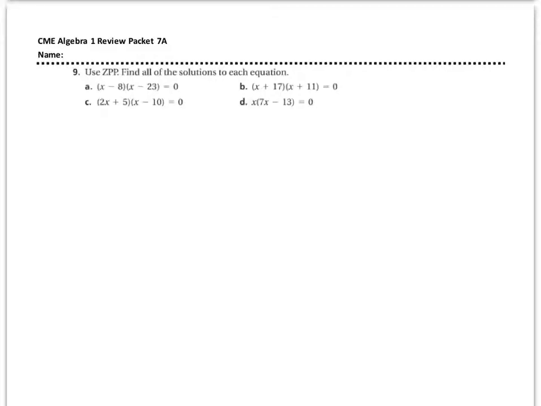Use ZPP, find all of the solutions to each equation. ZPP stands for zero product property. That means you have two chunks here, one in parentheses, whatever the number, and this is whatever the number. If you multiply these two numbers and it equals 0, that tells us that either this one, or both, has to be 0.